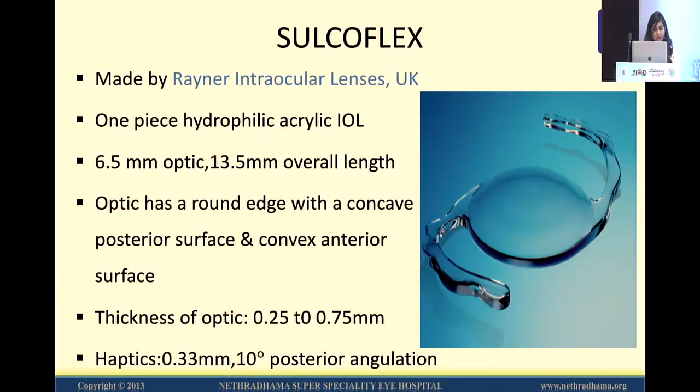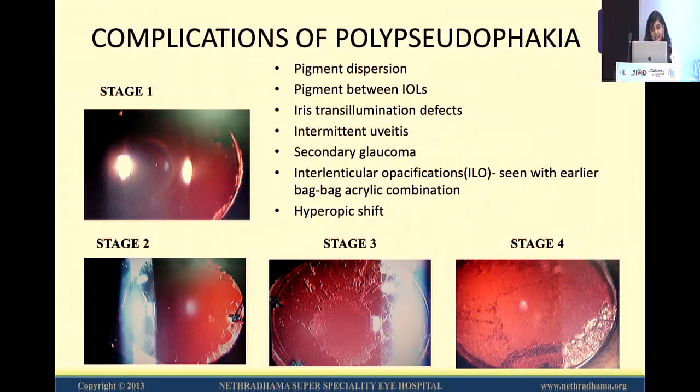Coming to the Sulcoflex lens, it is a single-piece hydrophilic acrylic IOL with a 6.5 mm optic and 13.5 mm overall length. It has a round edge and concave posterior surface, convex anterior surface, and the thickness of the optic is about 0.25 to 0.75 mm. It has an angulation to sit nicely in the sulcus. So the haptic optic has an angulation to fit into the sulcus of about 10 degrees.